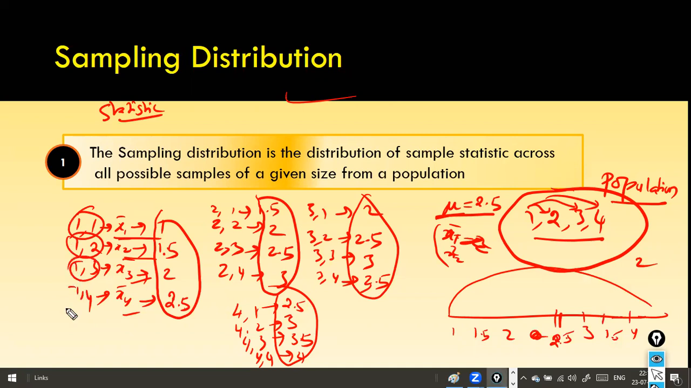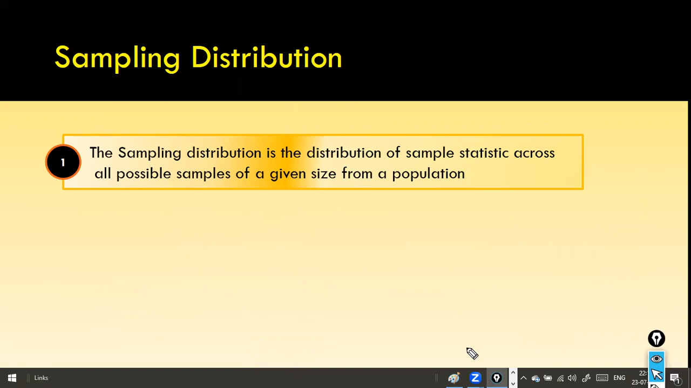1, 1, 1, 2, 1, 3. So overall we have 16 statistics. Here there are 1, 2, 3, 4, so 4 plus 4 is 8, 8 plus 8 is 16. 16 statistics are there. So the distribution of the sample means is nothing but the sampling distribution. We need to be aware of this. Anyhow, we are going to discuss it a little later.